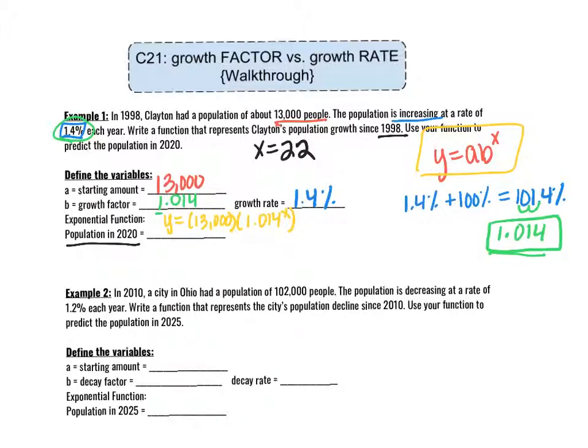So when I put 22 in for this x, and I put that into my calculator, I get a population of 17,651.36. So we can say it's about 17,651 people.